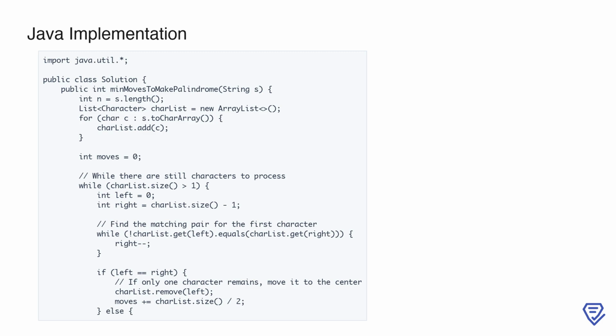If no match is found immediately, the right pointer is decremented until a match is located. However, if the left and right pointers meet, it means there is only one unmatched character, which needs to be moved to the center. In this case, we remove the character from the list and increment the moves counter by half the size of the remaining list, as each step toward the center contributes to the total moves.